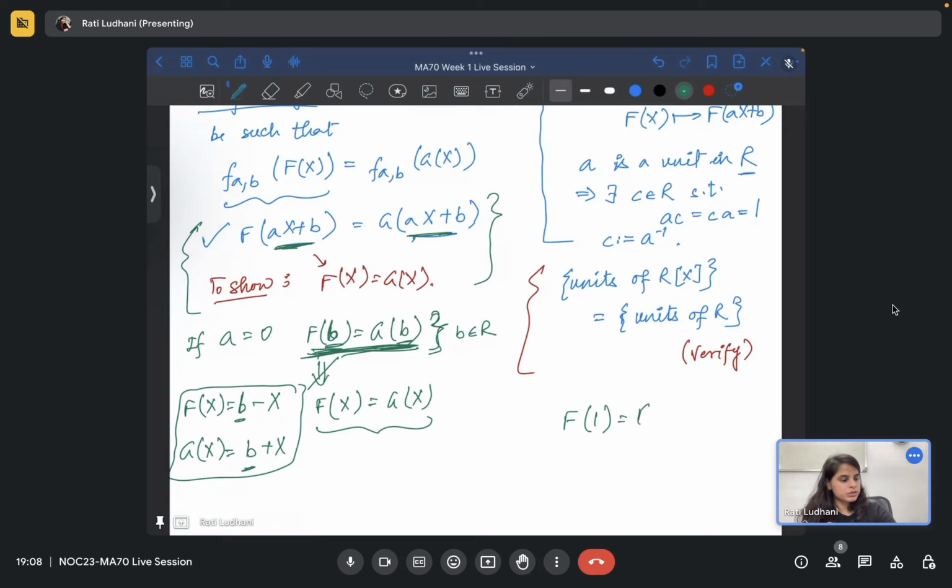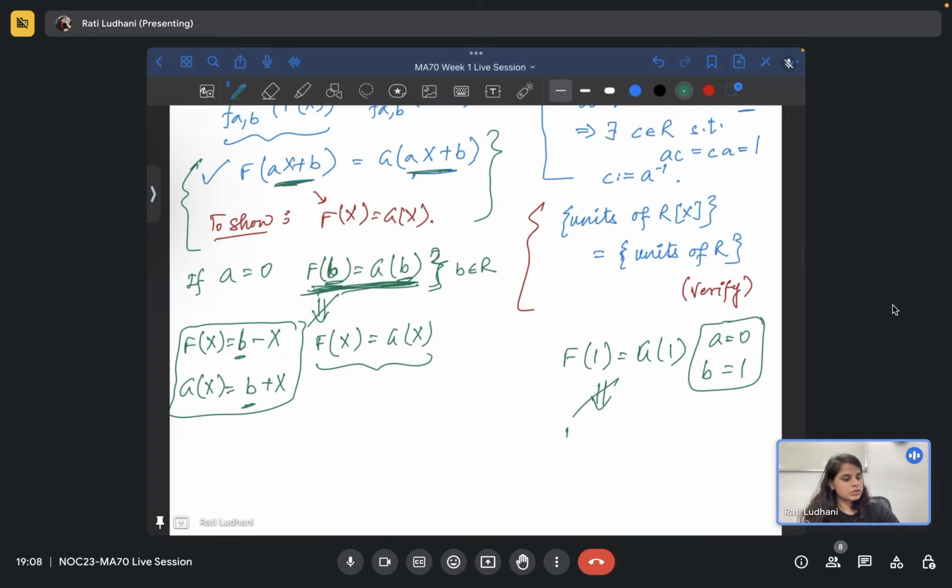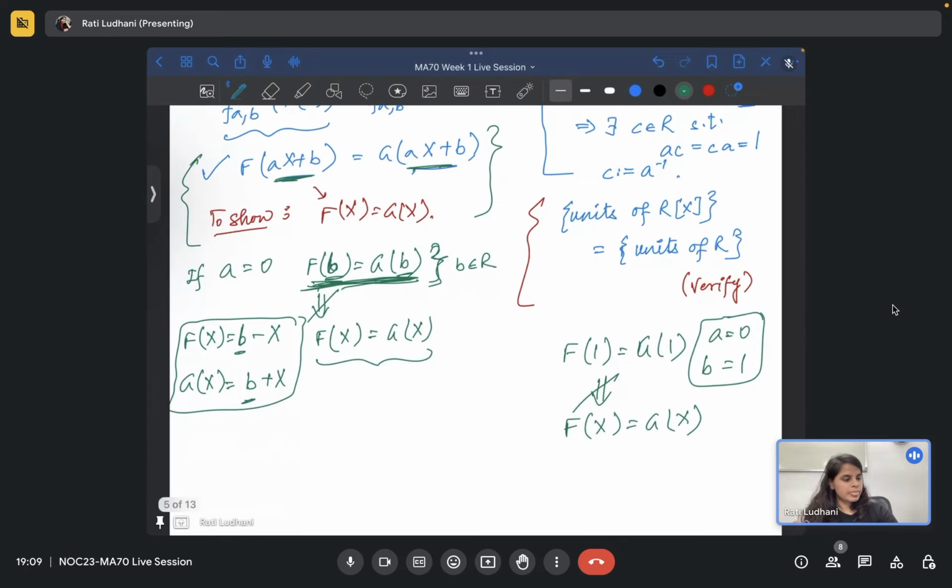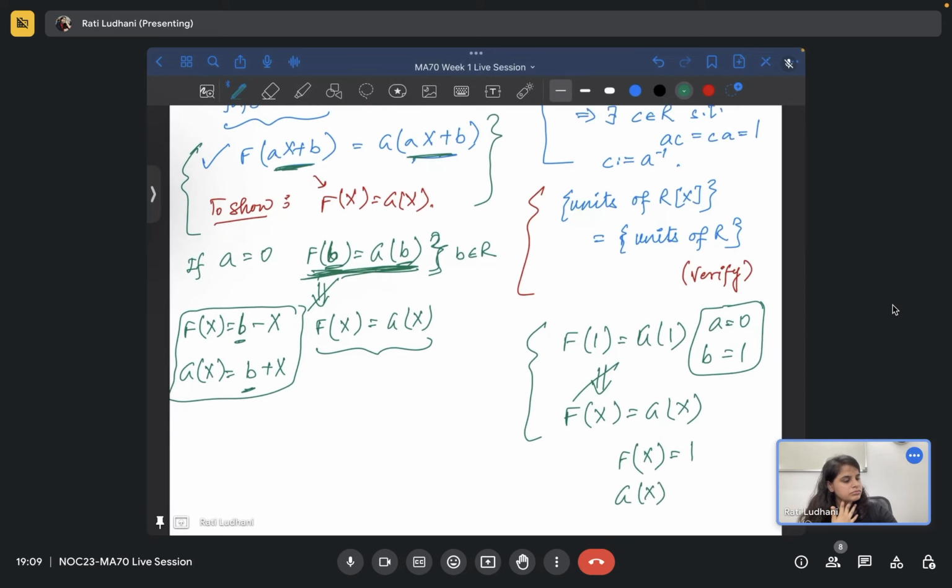Let's say f(1) is equal to g(1). That does not imply I can take b to be 1 and a to be 0, because these are something we are choosing. And this does not imply f(x) is equal to g(x). That you can make sure. So I can take an example. Can you give me an example for such a thing?